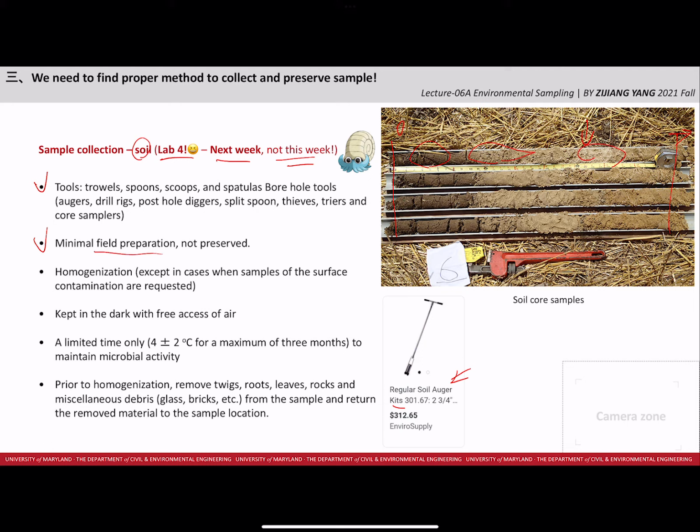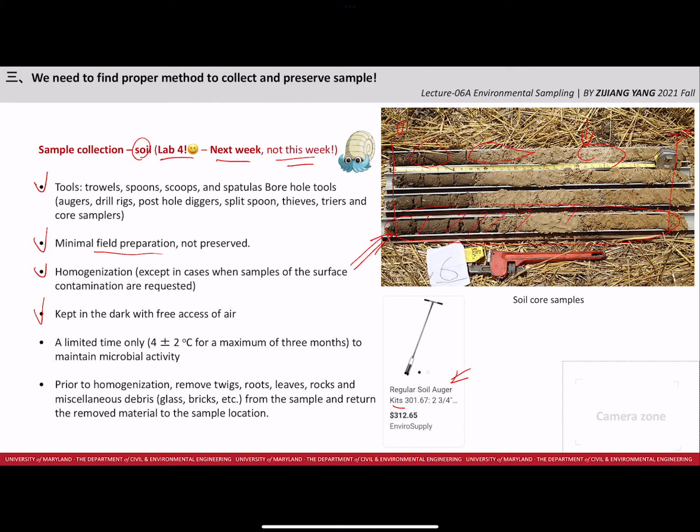Because for most situations, we just go to the site and sample the soil. We also need to be careful about homogenization. If we have soil here, for most situations we will mix the soil and consider it as one sample, and then we measure the average concentration of the pollutants of this whole sample.